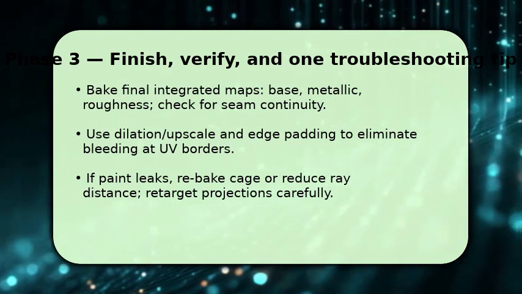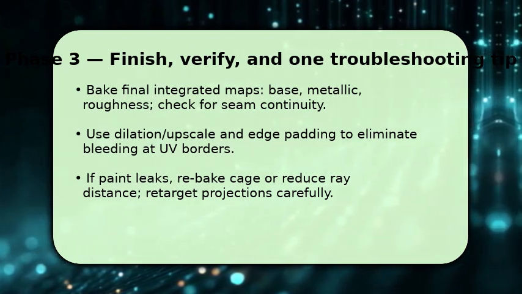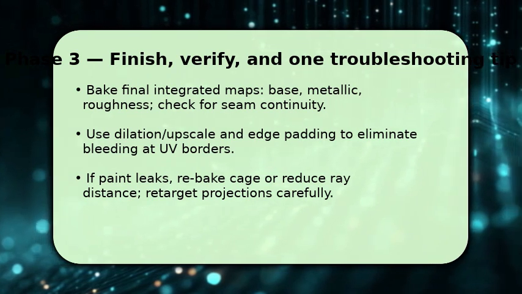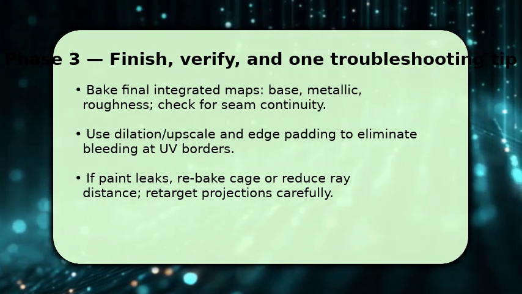Trim or dilate texture edges and add padding to prevent visible bleeding at UV borders. These small steps avoid artifacts in game engines.